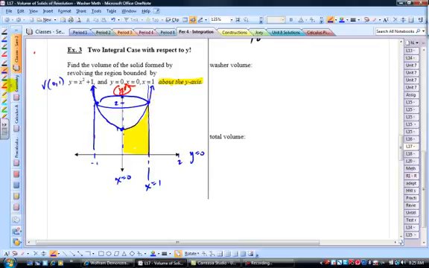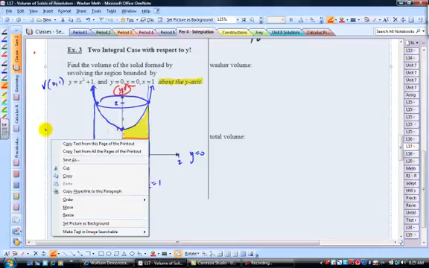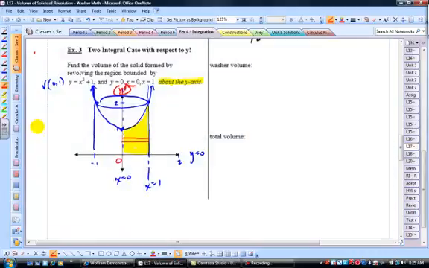And the typical cross section is different depending on where you are in the solid. Let's take a look at that. Between 0 and 1, the cross section would look like a disc right here. And then from 1 to, let's say, 2, the cross section would look like a washer, or a disc with a hole in it. That's called the cross section.